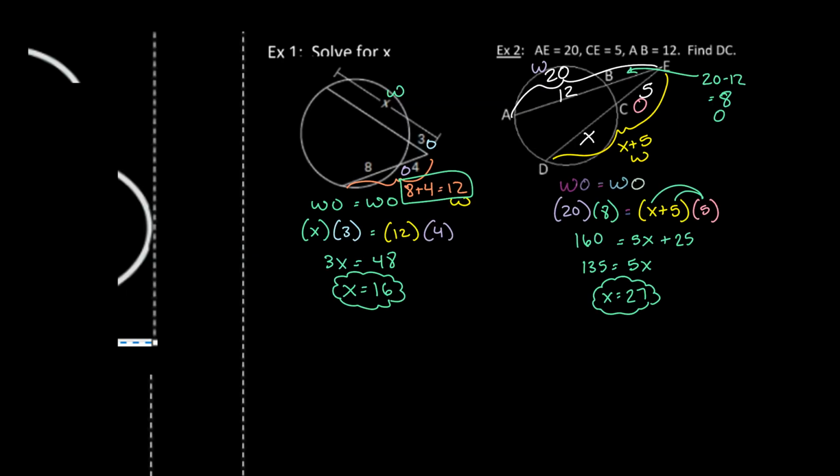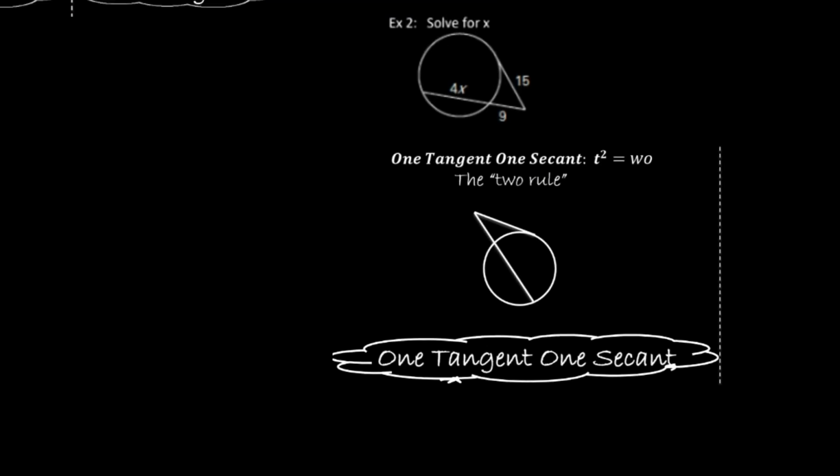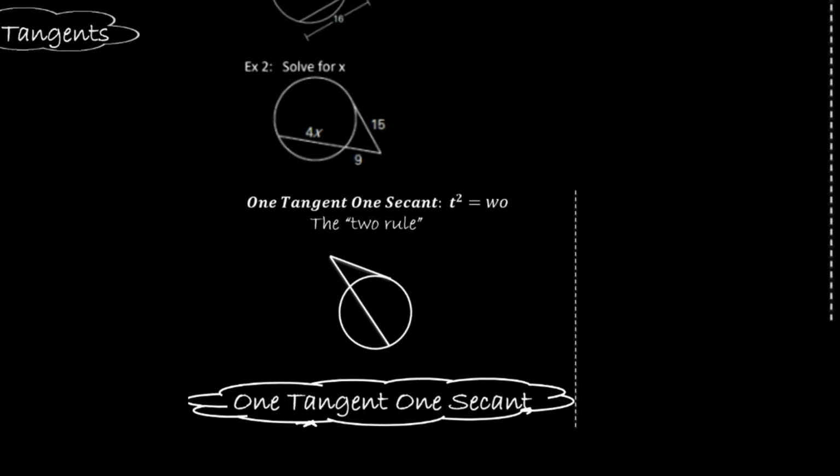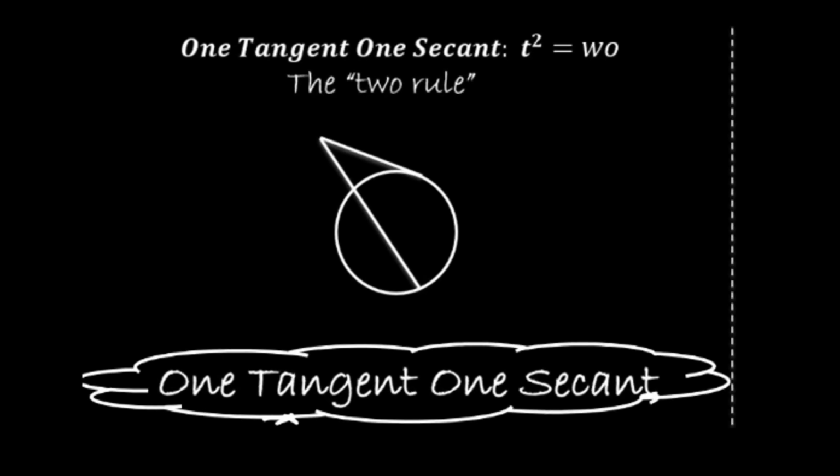All right, so go ahead and we'll do our last one. One tangent, one secant. Now we've already learned what a tangent and a secant is. So sometimes they'll give us a single tangent and a single secant. Now when we have a tangent and a secant, I like to call it the TWO rule, which is tangent squared is equal to the whole times the outside.